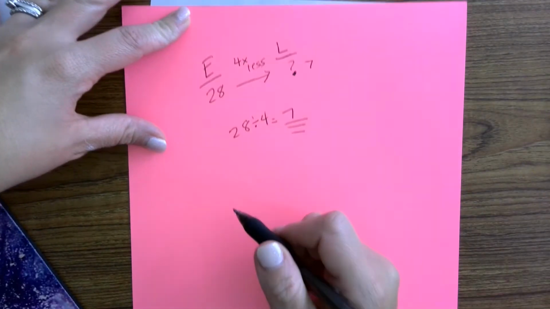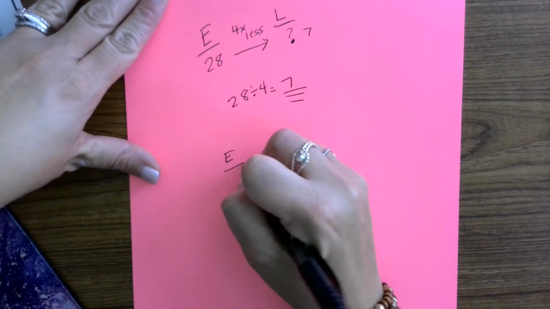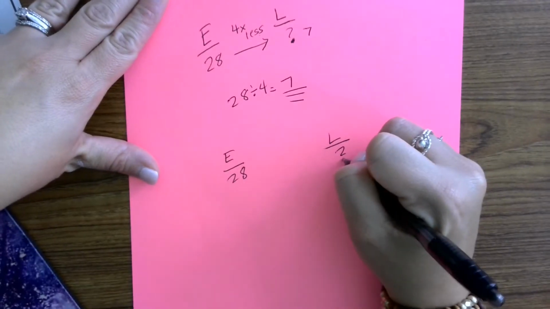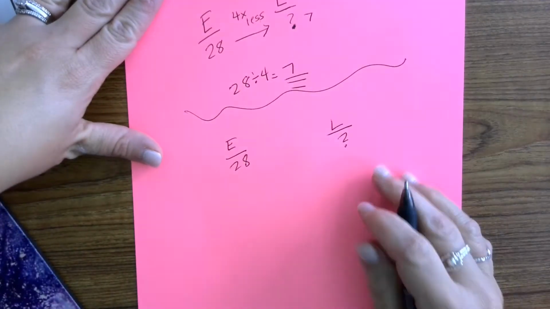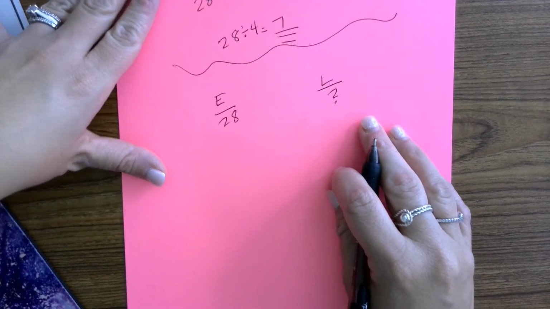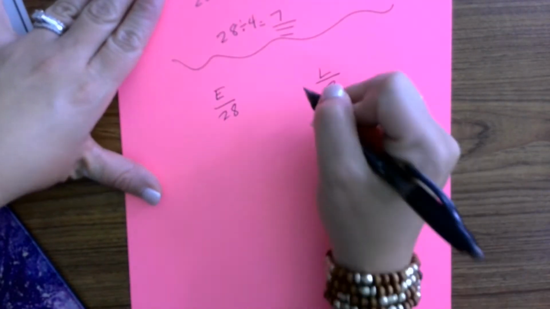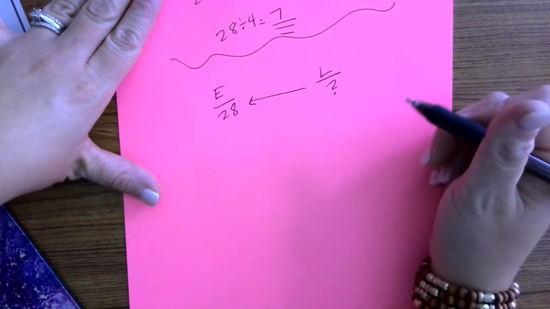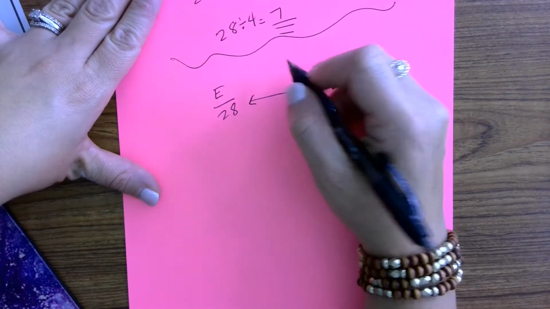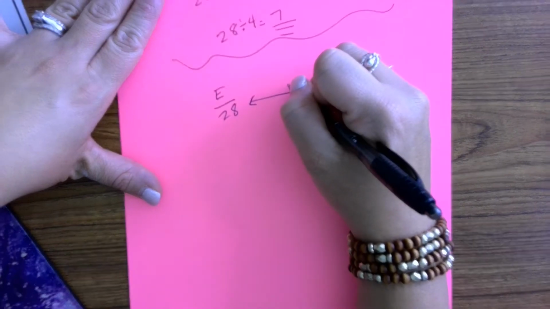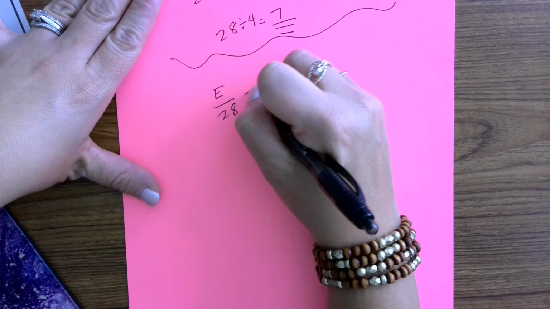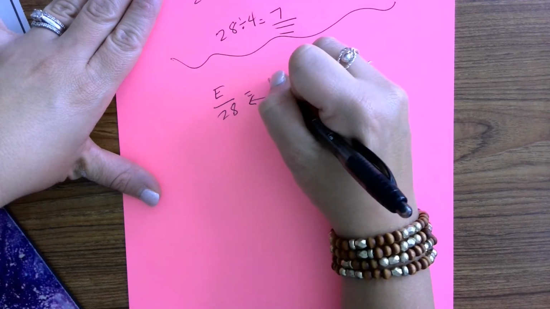You could also do it another way. I'm going to show you. If Eric had 28 and we're looking for Logan, you could say that Eric has more, which is what I was trying to show you before I ran out of room. Eric has more. So how many times more does he have? He has 4 times more.